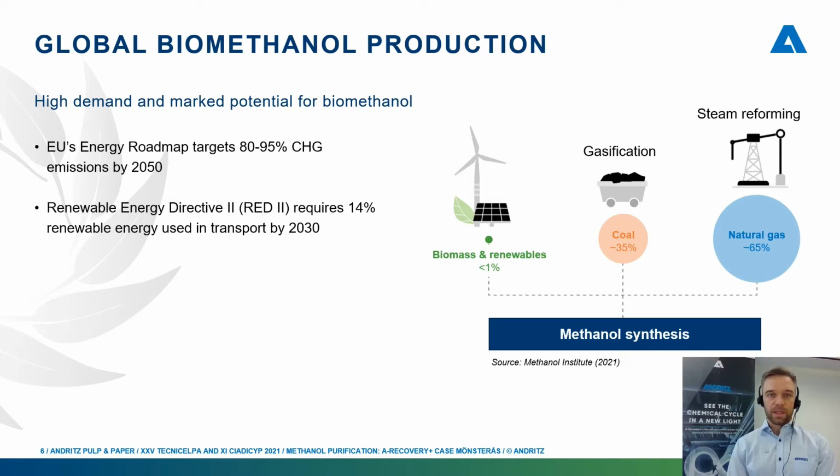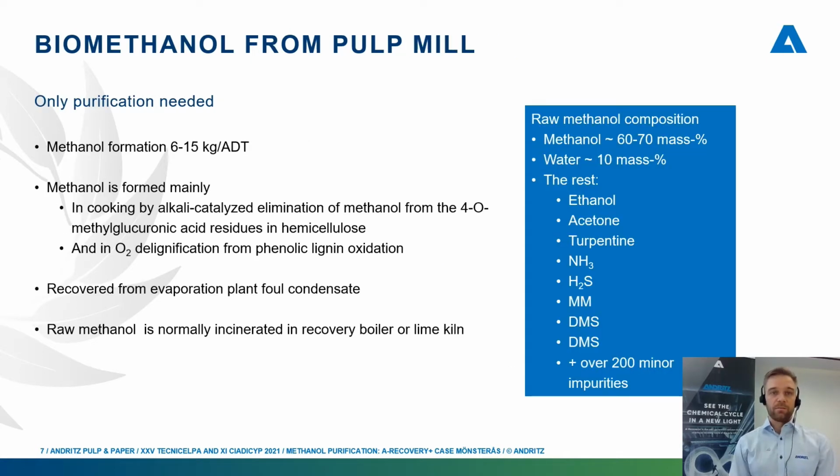But when we talk about biomethanol production, only less than 1% of the methanol is produced from biomass or renewable energy sources. Most of the methanol is still produced from fossil natural gas or coal. And this, together with the current directives and legislations, will create very high demand and market potential for biomethanol, now and also in the future. And one place to produce biomethanol is, of course, a pulp mill.